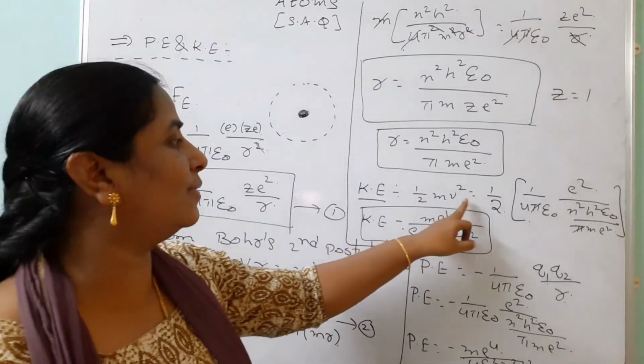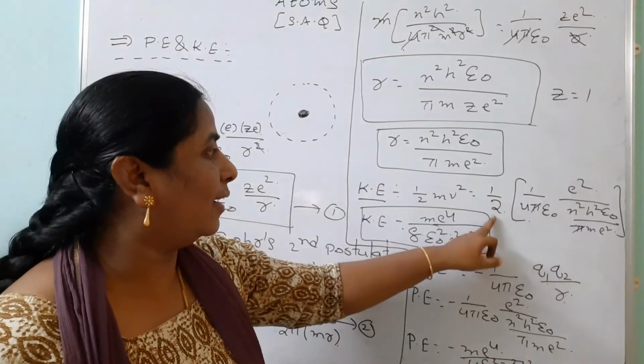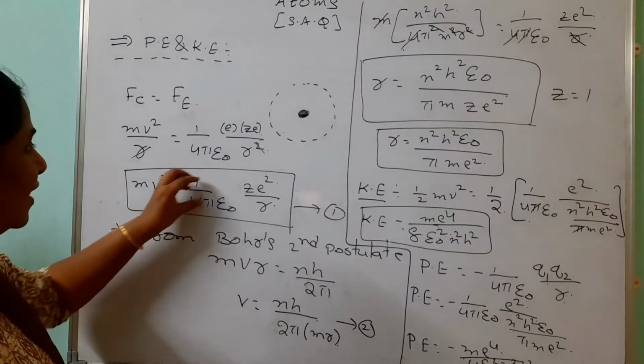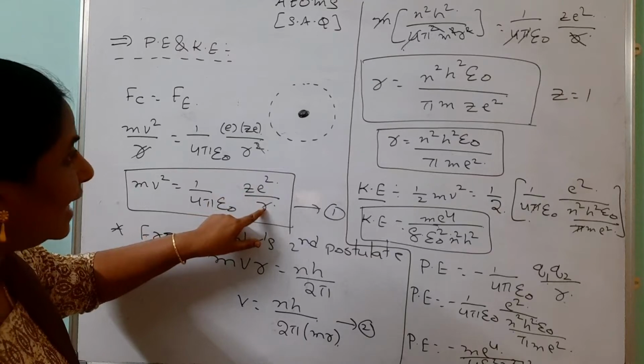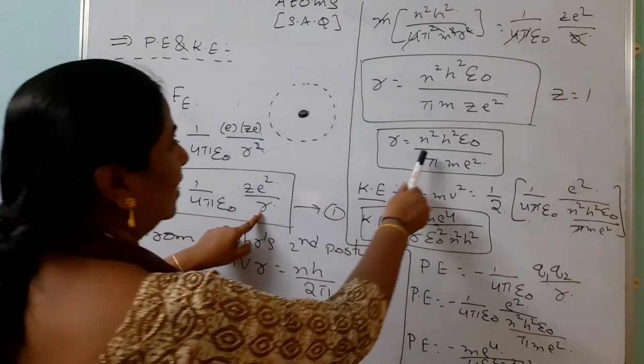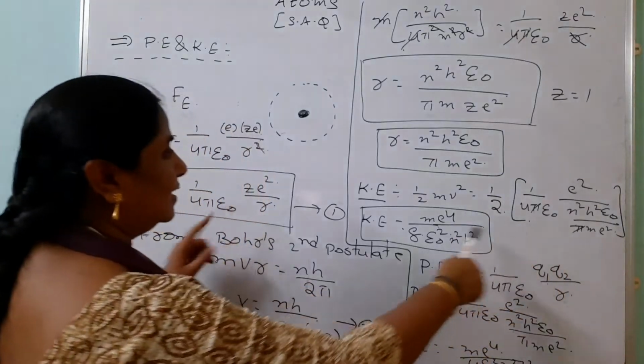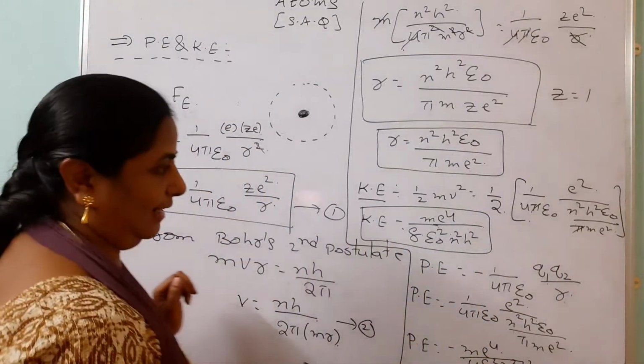KE equals to half mv square. So 1 by 2 into, instead of mv square, don't confuse, instead of mv square we are taking this part, then directly I have substituted instead of r, n square h square epsilon naught by this one. So after this we are getting the expression for this kinetic energy.